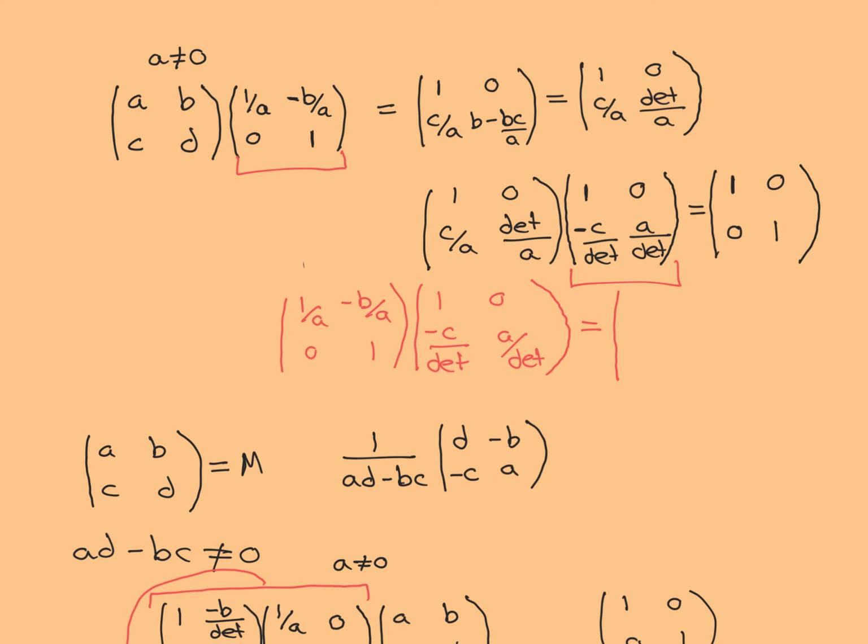So let's multiply these two together. So we'll start with 1 over a times 1 is 1 over a, minus cancels with the minus, so we get plus bc over a det. So this is the complicated one again: 1 over a plus bc over a det. You can remember from the last time how this simplifies. You get det over a det, and det of course is ad minus bc, so the bc's cancel, so we then end up with ad over a det. The a cancels, so we get d over det.